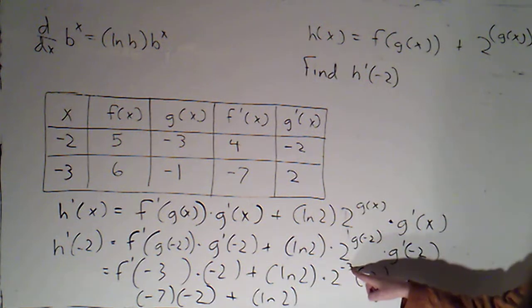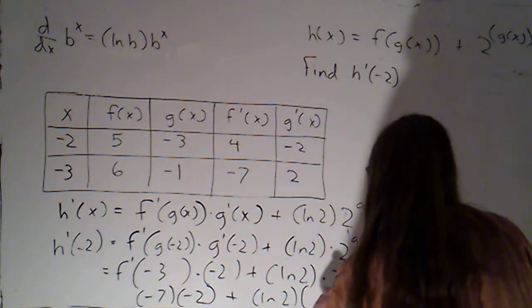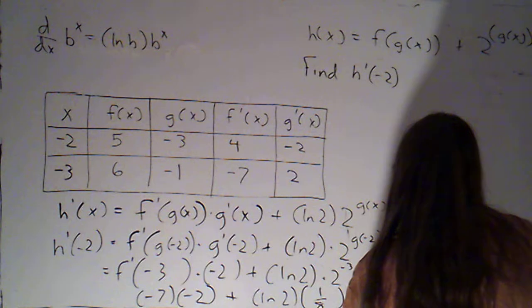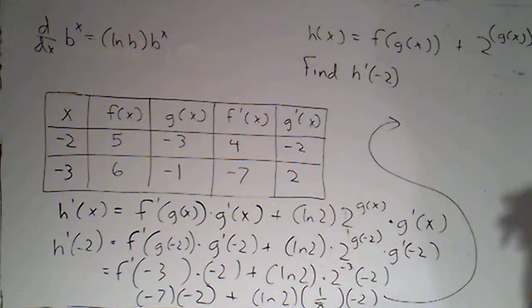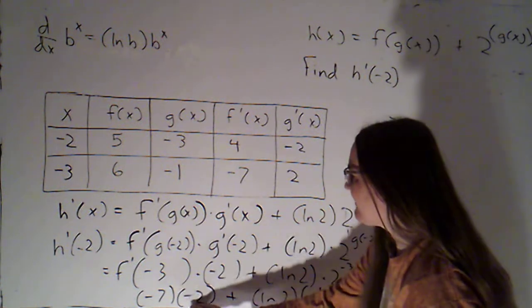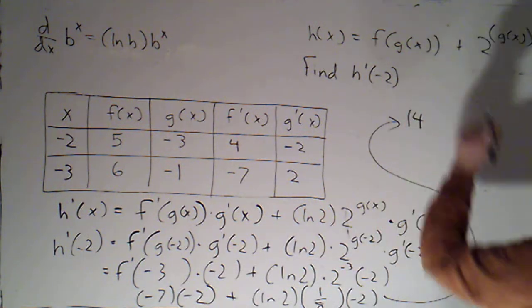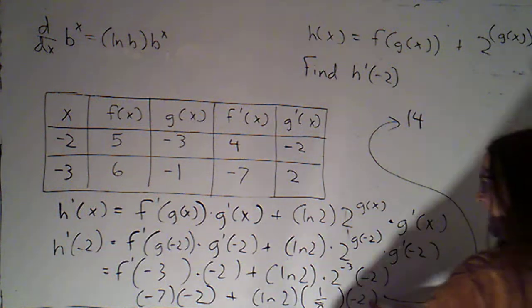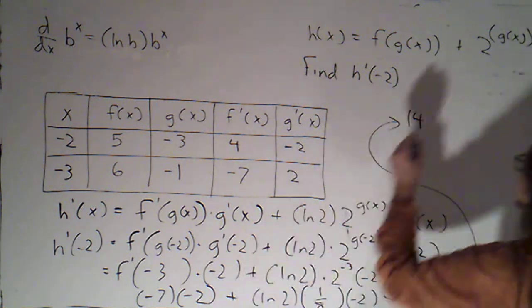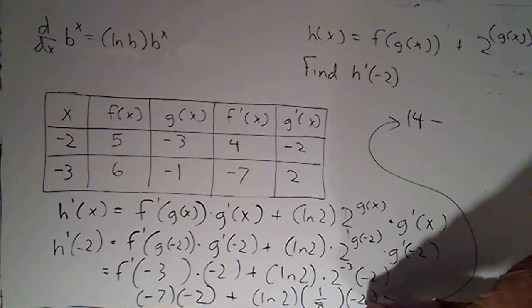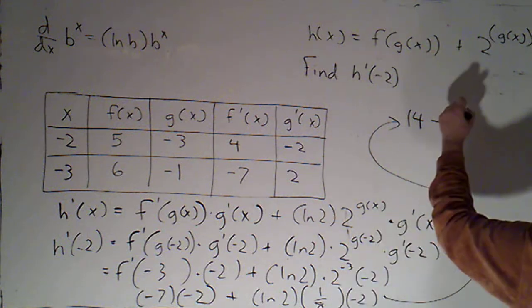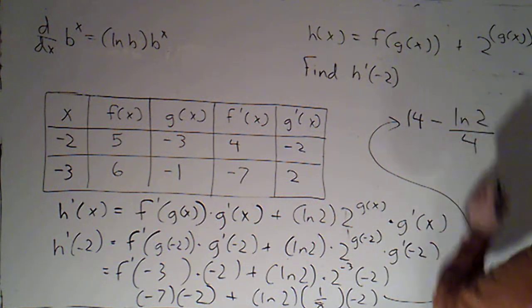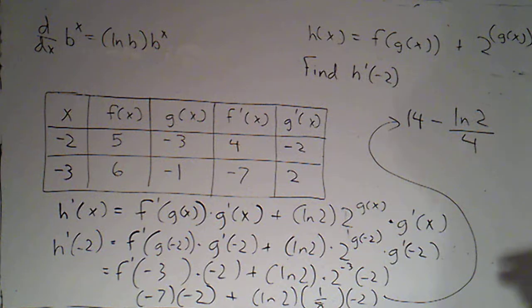Now I can simplify that. 2 to the negative 3, well, that's the reciprocal of 2 cubed. So that's going to be 1/8 times a negative 2. Let's just come up here and simplify the arithmetic. Negative 7 times negative 2 would be 14. I'm going to bump that negative to the front of the term. So it's going to become minus. I can cancel the 2 with the 8. That's going to make the denominator 4. So it would just be natural log of 2, this first factor, over 4.